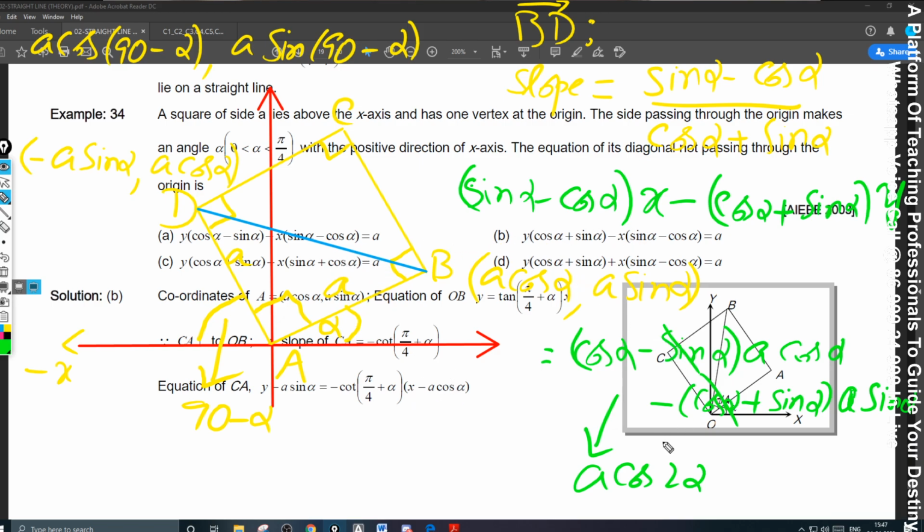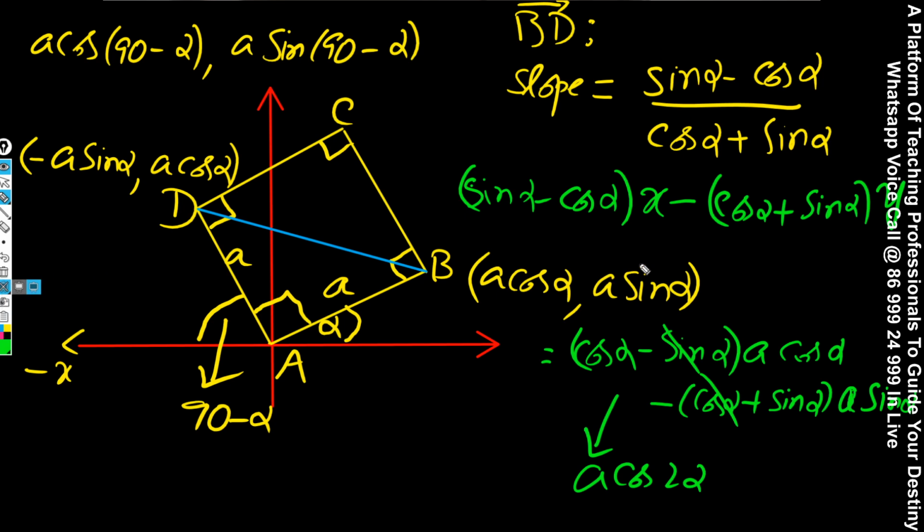But somewhere the sign has gone wrong, because no cos 2 alpha is present in the constant. Let us check it out once. What is that? Cos alpha sin alpha minus cos alpha. This one we wrote wrong there.